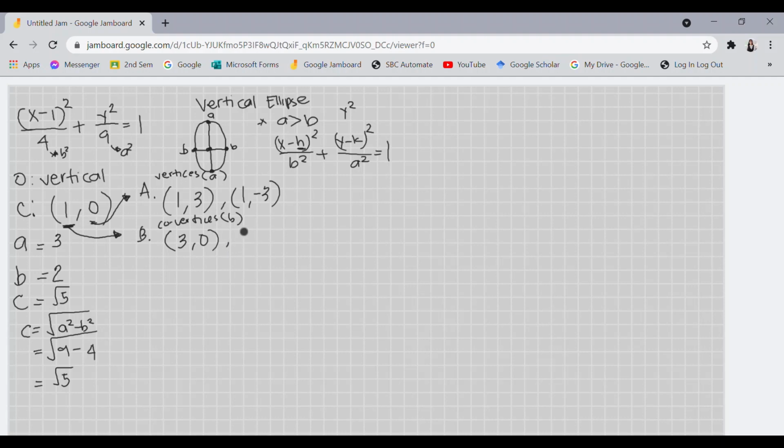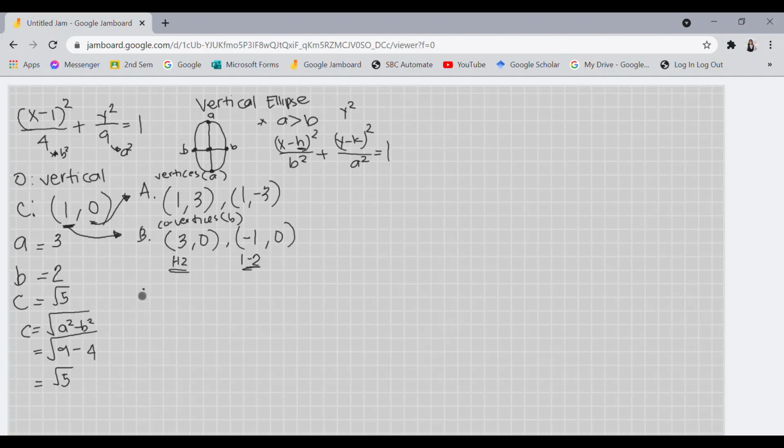And then the other side, from (1, 0) going to the left side, that is 1 minus 2. So that is equal to negative 1. Okay, (negative 1, 0). Lagay lang natin sa baba. From 1, you have 1 plus 2, kaya nakuha yung 3. And then you have here 1 minus 2, kaya nakuha yung negative 1. Okay, that is from (1, 0) going to the right side and (1, 0) going to the left side. Okay, by 2 units, kasi b is 2.